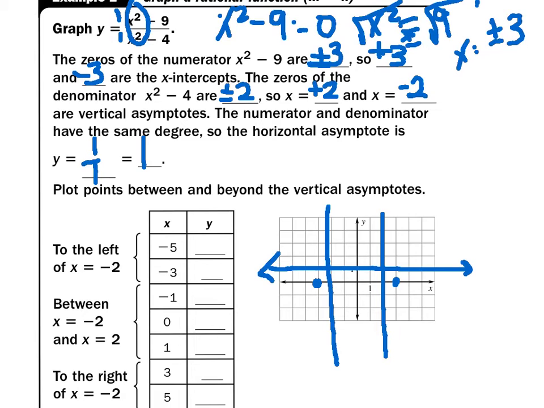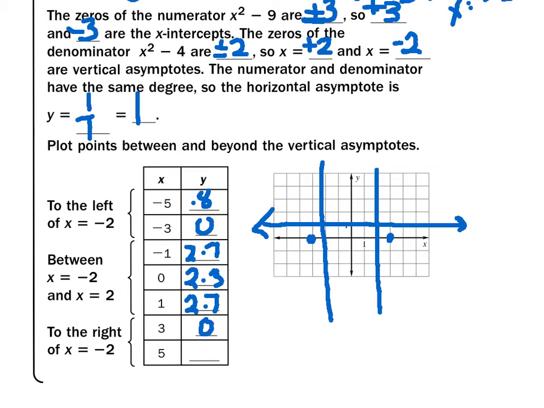Now, we need to pick a lot of points to figure out what's going on here. So, pick some points to the left of the asymptote. If I put in a negative 5 for x, and I would probably do this on my calculator, I get 0.8 out. If I put in negative 3 for x, I get a 0 out. If I put in a negative 1, I get 2.7. If I put in a 0, I get 2.3. If I put in a 1, I get 2.7. If I put in a 3, I get a 0. And then if I put in a 5, I get 0.8. Like I said, I would do these on my calculator just because they're kind of long.